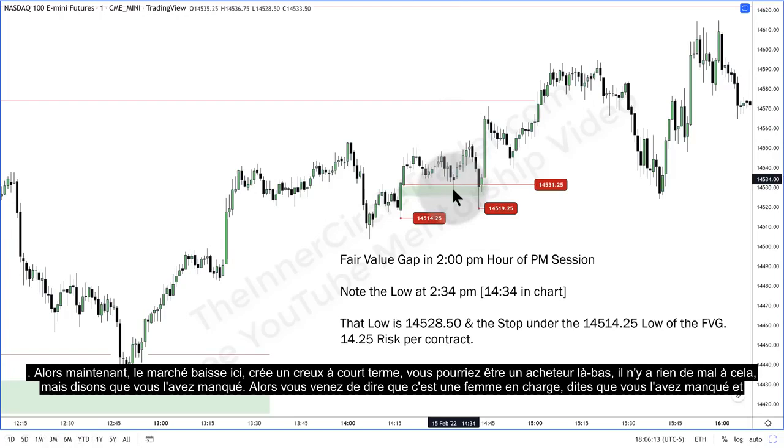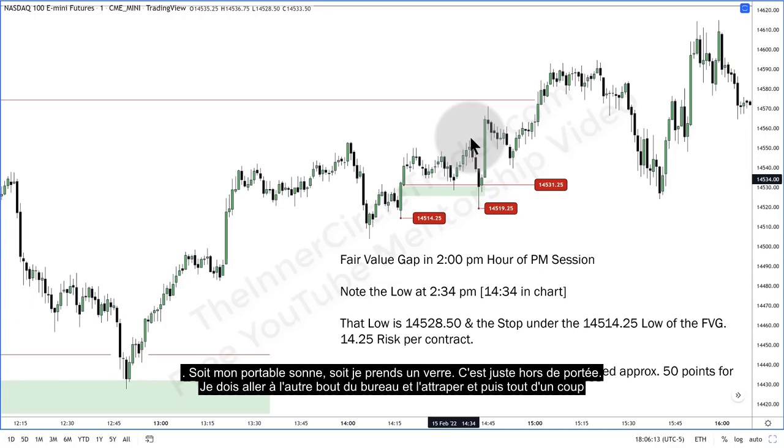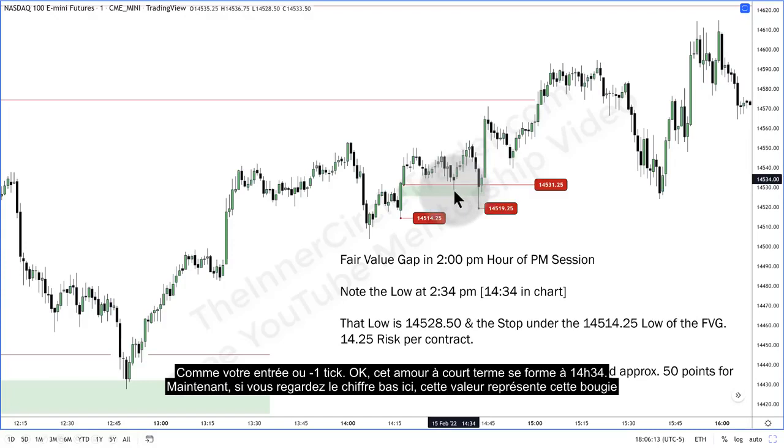But say you missed it. I mean, this is a 1 minute chart. Say you missed it and the market starts to run off like this. But then it gives you another opportunity. I've had many times trades form just like this, where I was waiting for a setup to happen, and either my cell phone's buzzing or I grab a drink that's just outside of reach, I have to walk over to the other end of the desk and grab it, and then all of a sudden, here you go. I miss it. It takes off. The fair value gap is even better when you have the sell side liquidity resting below a short-term low. And on the drop down into it here, you can use that low as your entry, or minus 1 tick.